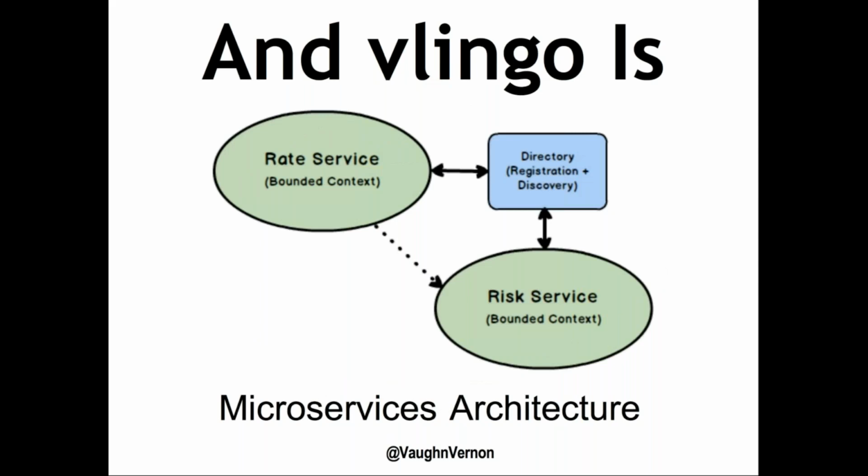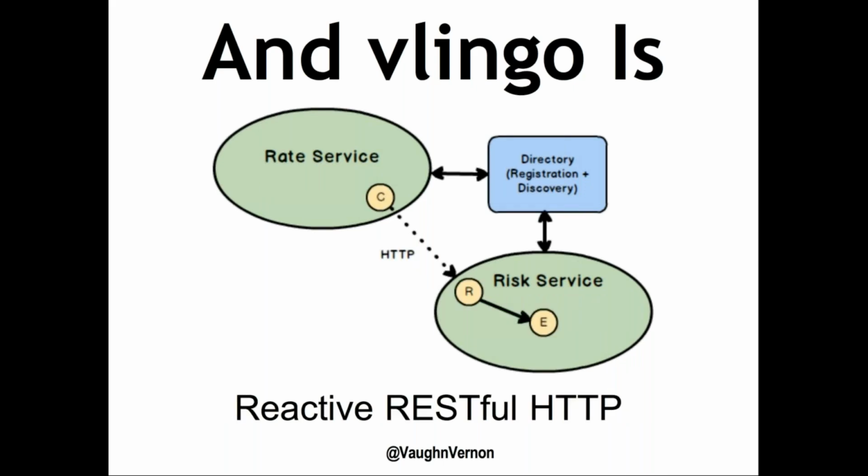VLINGO also supports domain-driven design in that you will have multiple languages and multiple contexts, and so we support a VLINGO directory, which is for registration and discovery. This is really at the heart of a microservices architecture because two different services with two different ubiquitous languages must still communicate with each other. And this shows the communication between two services using HTTP. So the rate service can know about the risk service through a subscription to the directory service, and therefore basically at all times within a few milliseconds the rate service will know the current availability of the risk service, and it can use HTTP to communicate using REST, for example.